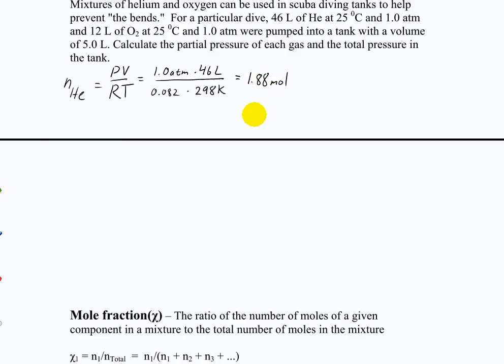If we're fine. Okay. And we do the same thing with oxygen. One atmosphere. But now we have 12 liters. And that gives us 0.49 moles. All right. So now that's the amount we start with, the amount we put into the final tank.